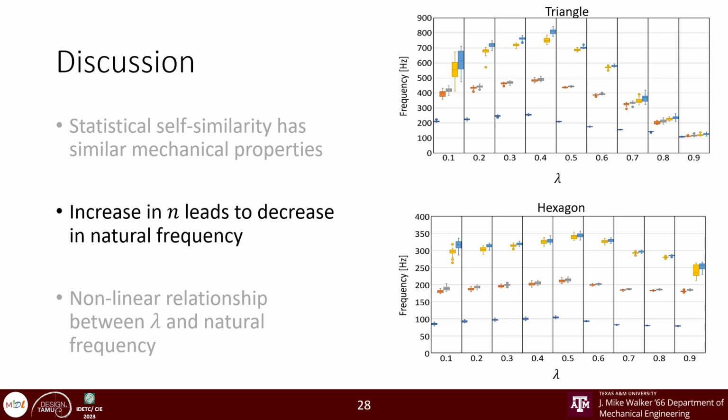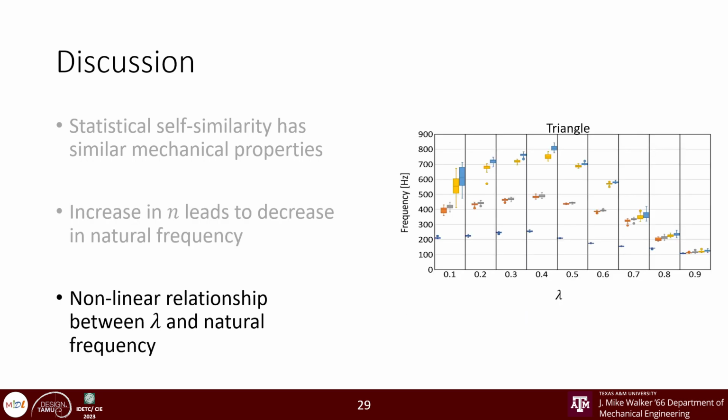Another point of discussion is that an increase in the number of sides of the polygon leads to a decrease in the value of the natural frequency. This can be seen when comparing triangle and hexagon, where the difference in maximum values is more than double. There's also a nonlinear relationship between the value of lambda and natural frequency. This was most apparent in the triangle case.